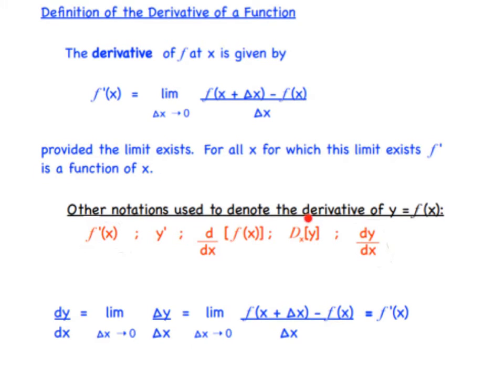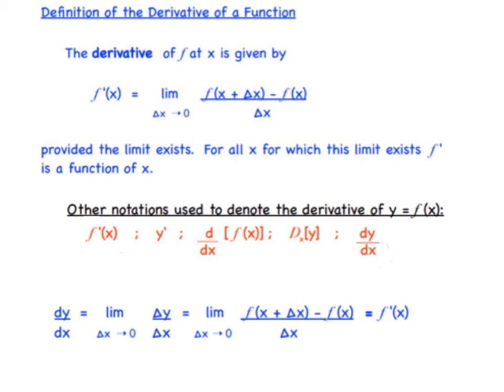Here are some other notations used to denote the derivative of y. The derivative is the limit as h or delta x approaches 0 of the difference quotient. So here this f prime of x is the derivative, y prime is a derivative. This one, I haven't seen very often, but it's there. More often you see dy dx. I don't think I've ever used that one. I would say the f prime, y prime, and this are all used most often in this course.